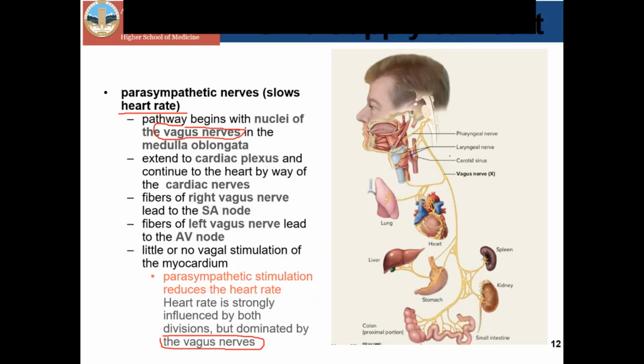Here also you can see the vagus nerve. It's the 10th cranial nerve pair. You will discuss it many times in the future when you discuss the digestive system, mostly the digestive system is the vagus nerve.